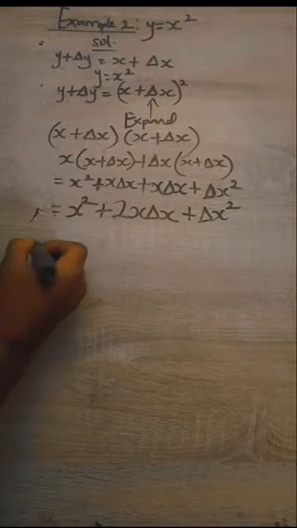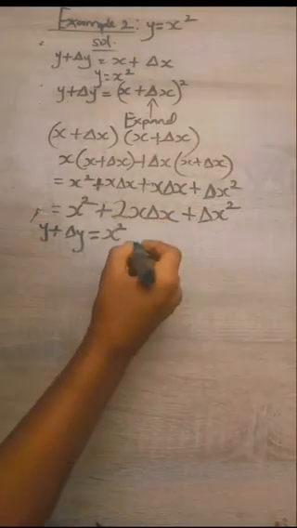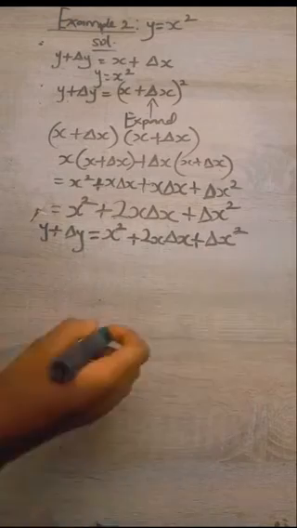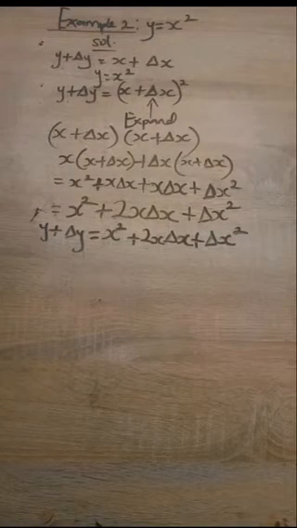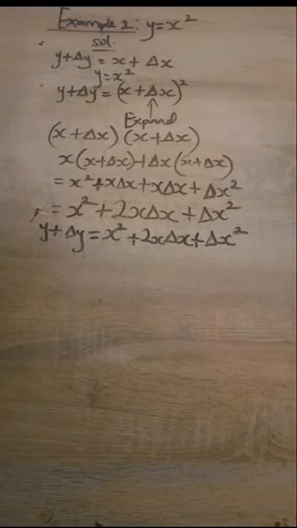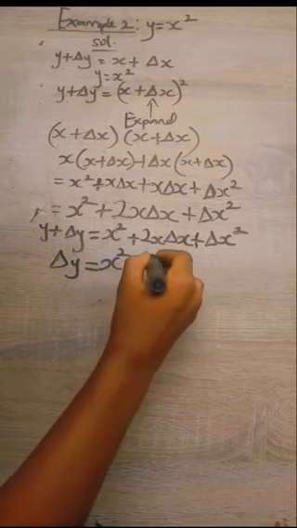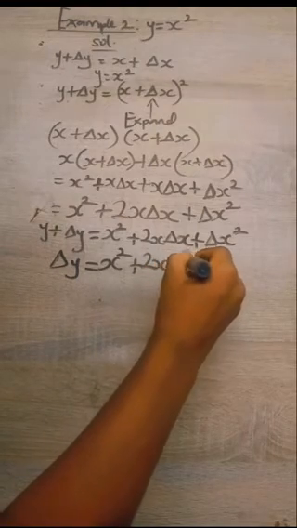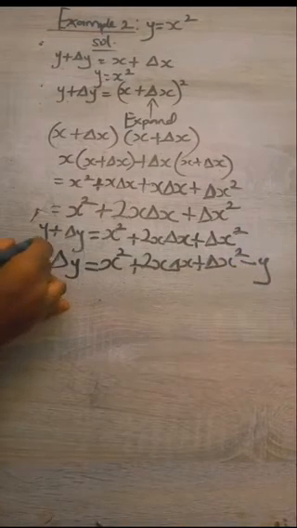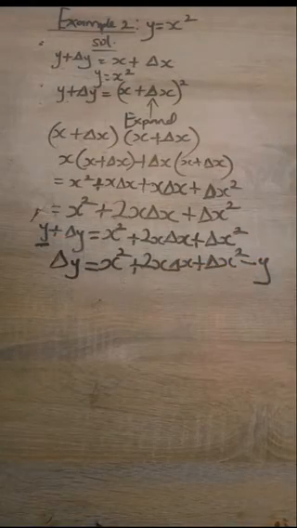Okay, so let's go back to where we stopped. I'm having y plus change in y equals x raised to power 2 plus 2x change in x plus change in x raised to the power of 2. Now let's make change in y stand alone here. So I'm having change in y equals x raised to power 2 plus 2x change in x plus change in x raised to power 2 minus y. I hope you remember the first example, minus y. I'm moving this y from here, so minus y.